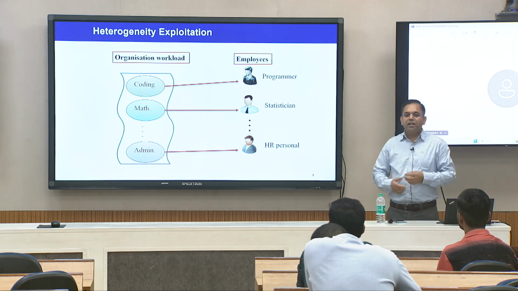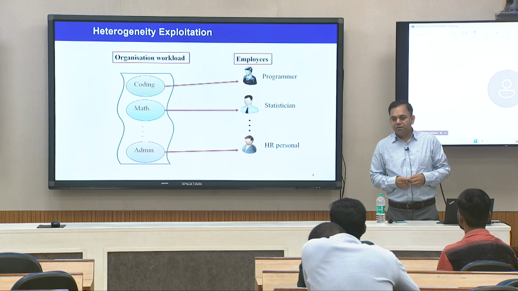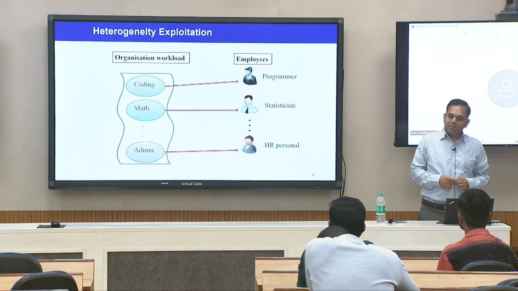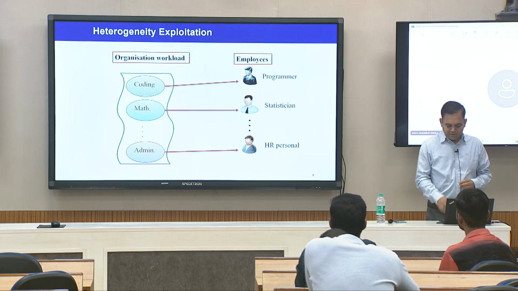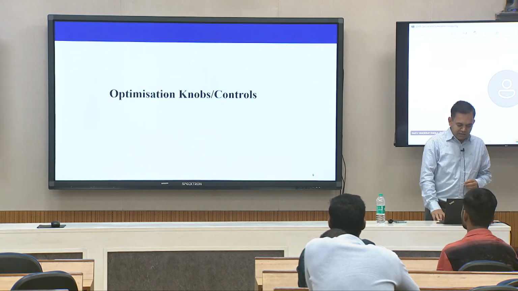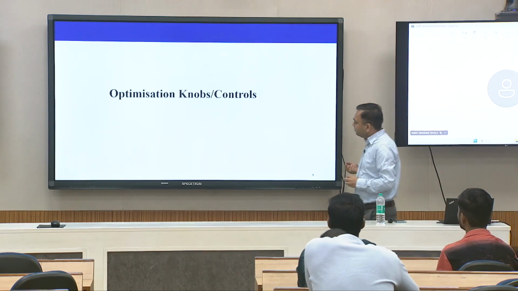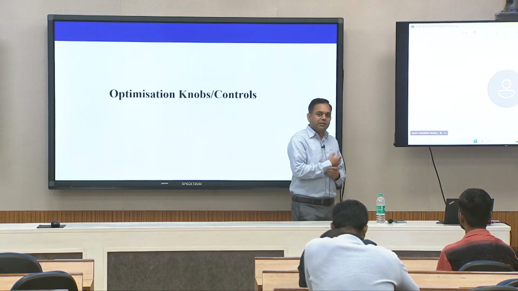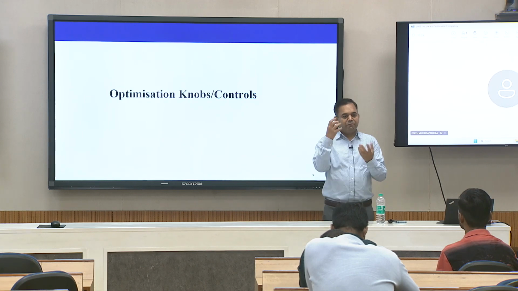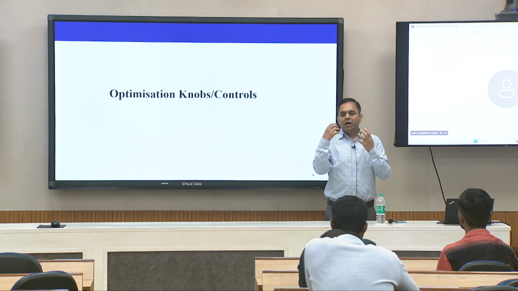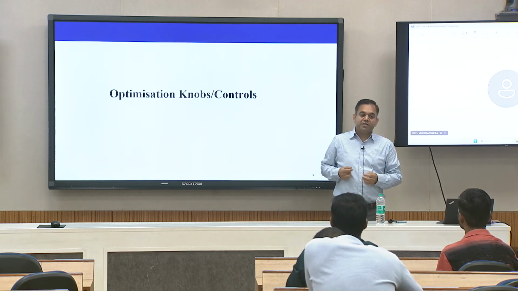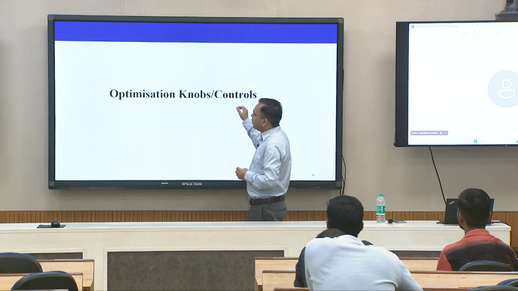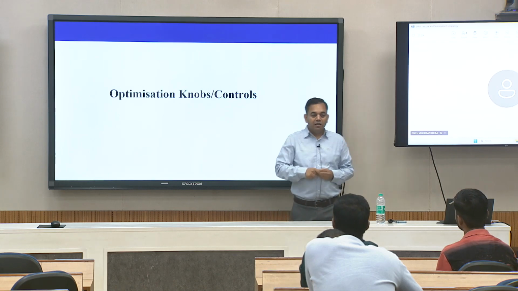So this is how you can allocate different kinds of jobs to the most suitable processor or most suitable person who can do it best. Like we said, the most important thing is to find out what kind of tasks to give to what person. Those kinds of things are also called knobs or controls.